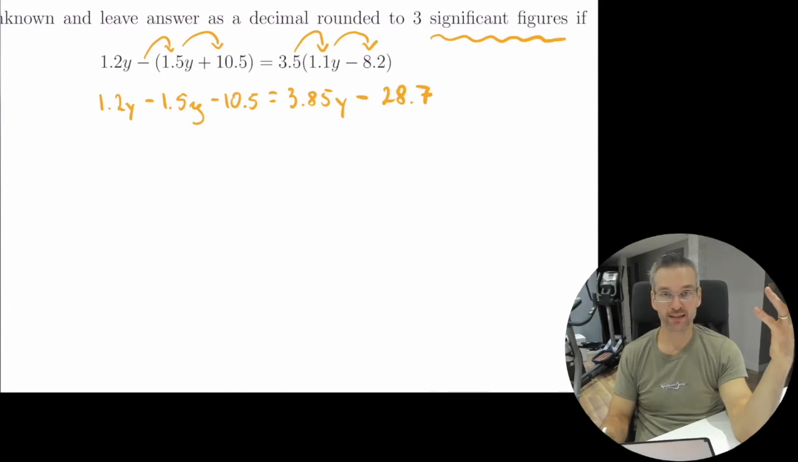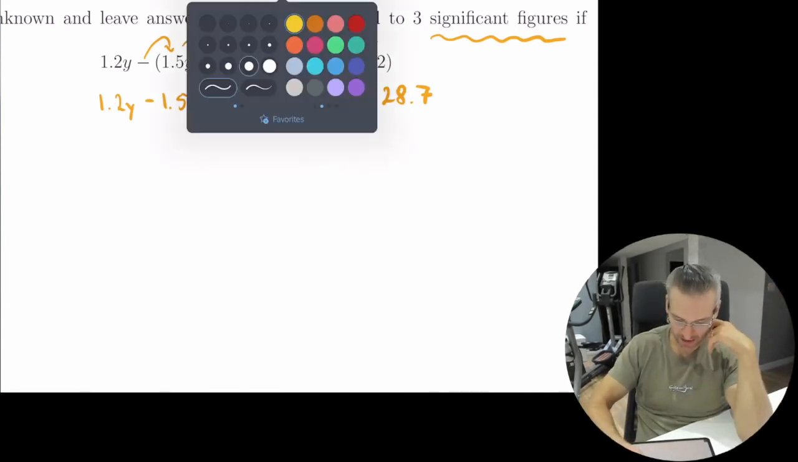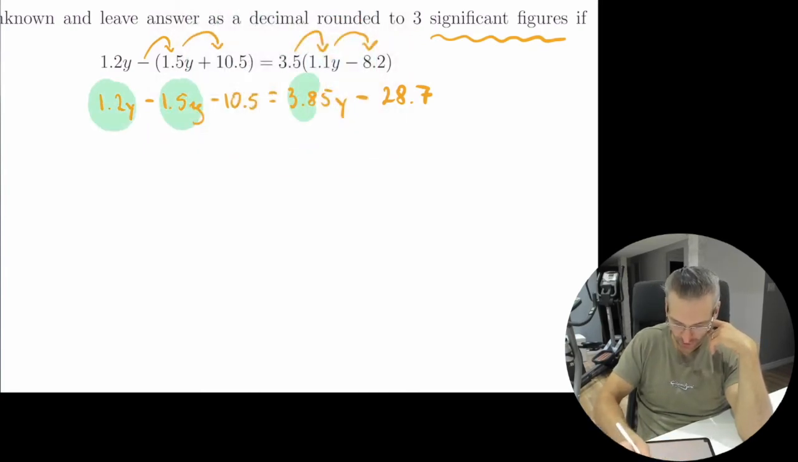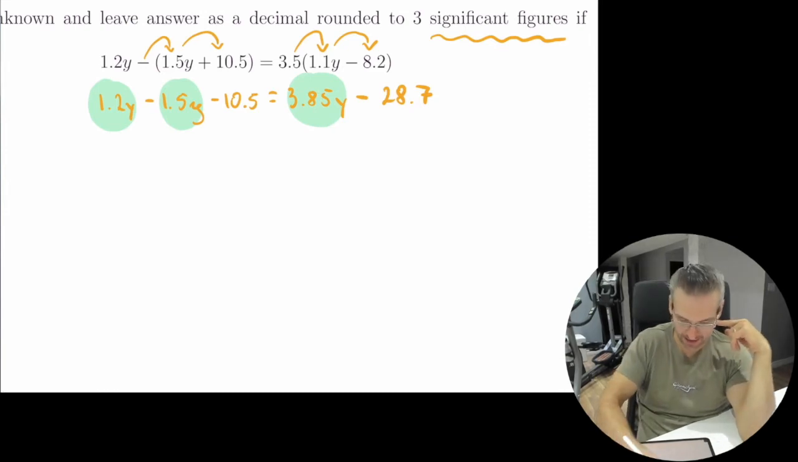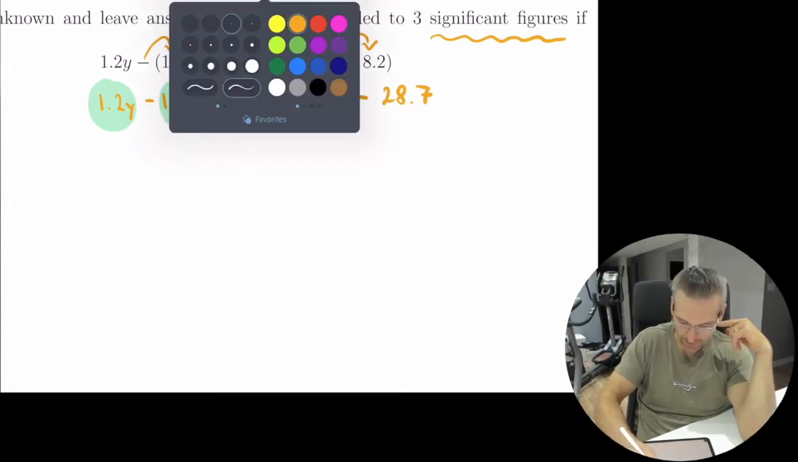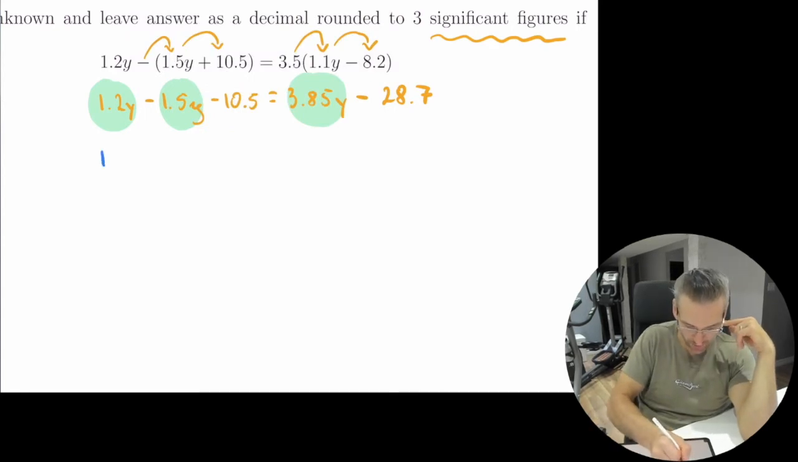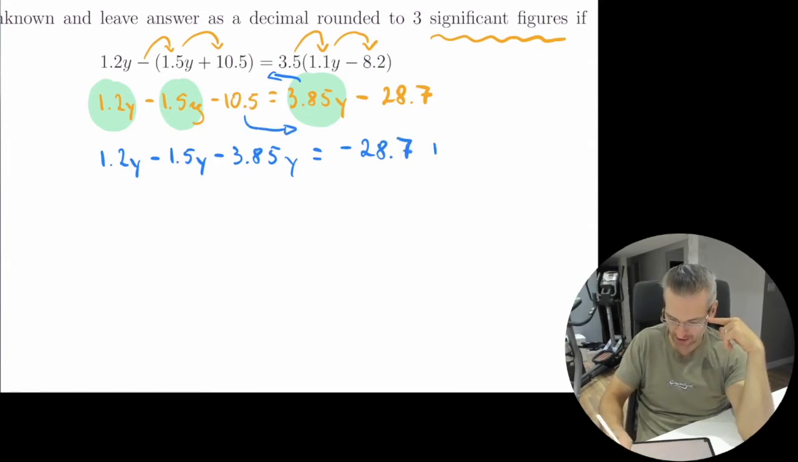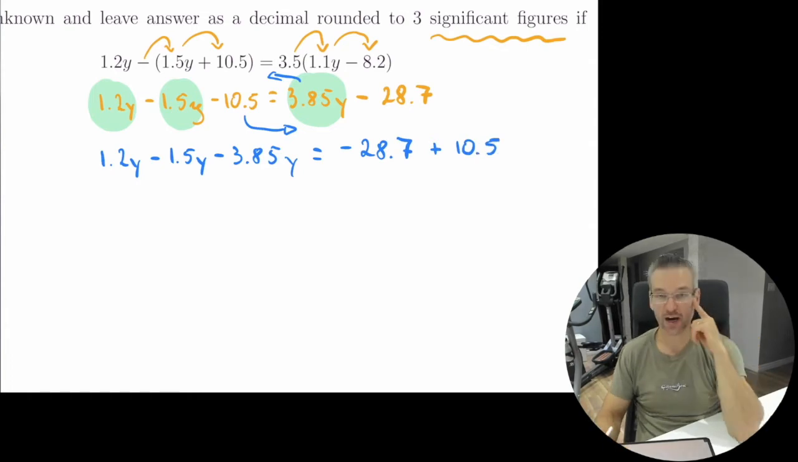I am going to collect like terms, so what I'm bringing in is all my terms with the y, bring them to one side, so I'll do that. Let me maybe switch the color. So I have 1.2y minus 1.5y. I'm going to bring this over to the other side, so that's going to be negative 3.85y. And on this right-hand side, we have negative 28.7. And I'm going to bring this over to this side, so plus 10.5.